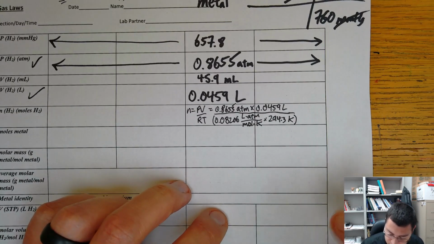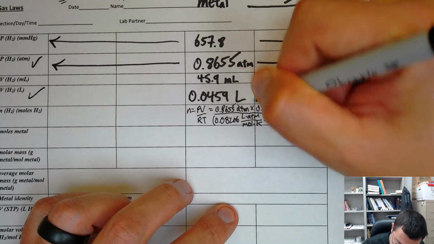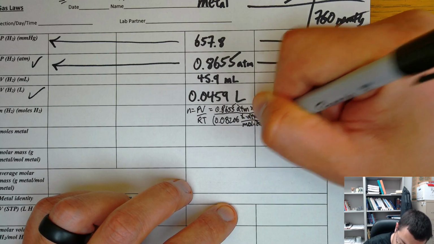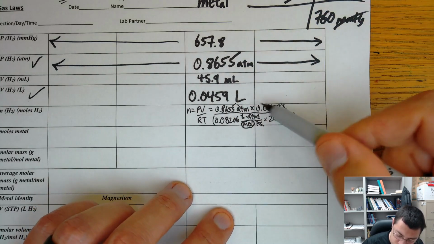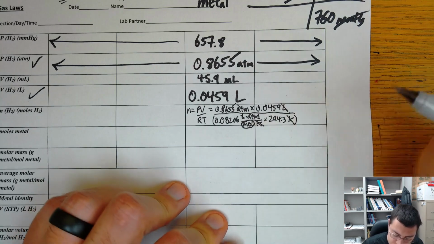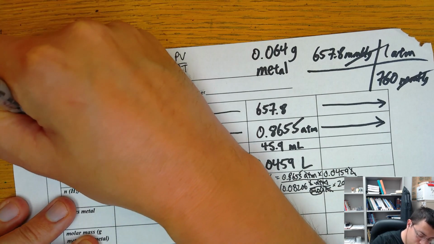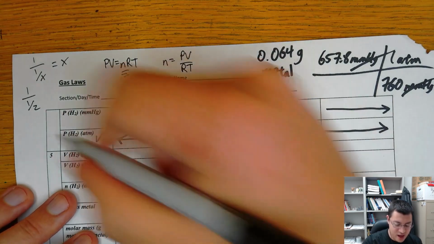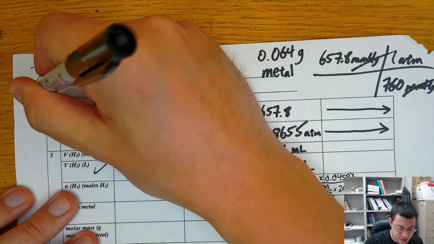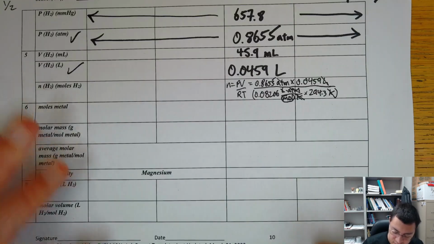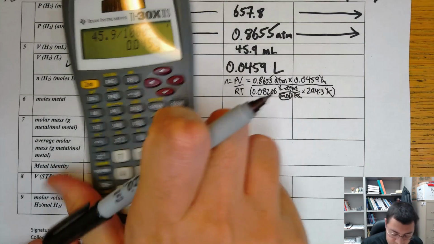Okay, unit cancellation. Our atmospheres go, our liters go, our kelvins go, and we're left with moles. 1 over moles is moles. If you forget that, 1 over x equals x. As a reminder, you could do 1 divided by a half: a half fits into a whole 2 times, thus proving that. All right, anywho, let's calculate this.